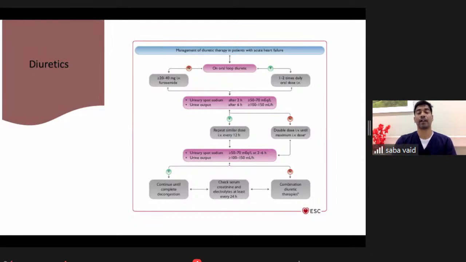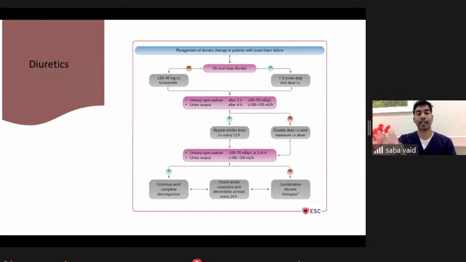Okay. With the diuretics, the recommendation is if they're already on oral diuretic, then you double the dose of the diuretic and give it to them as IV. If they are not on any diuretic when they present to the ER with a wet phenotype, you give somewhere around 40 milligrams of furosemide and see how they respond. Technically, what you're looking at is a urine output of greater than 100 mL per hour. Then you have a target. How much do you want to get them negative by? Let's say you want them negative by 2 liters in the first 24 hours.